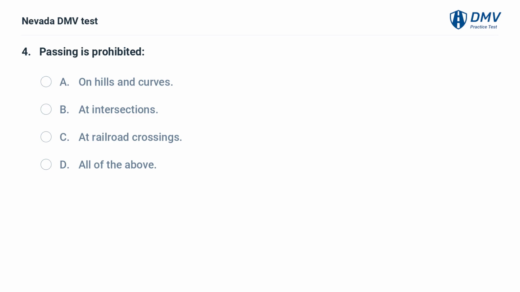Passing is prohibited: A. On hills and curves. B. At intersections. C. At railroad crossings. D. All of the above.